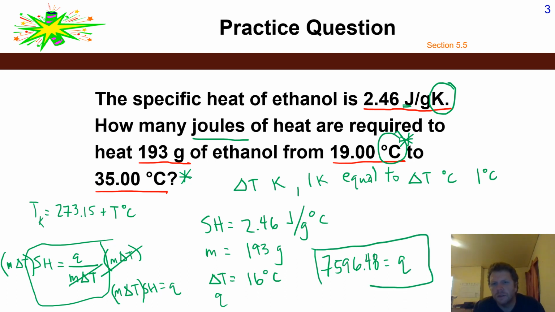My units for this, sorry, I should have given myself a little bit more space, is going to be in joules. Let me correct that. Now what that means is that you're going to have to add this heat to this reaction. So that's going to be a positive 7,596.48 joules.